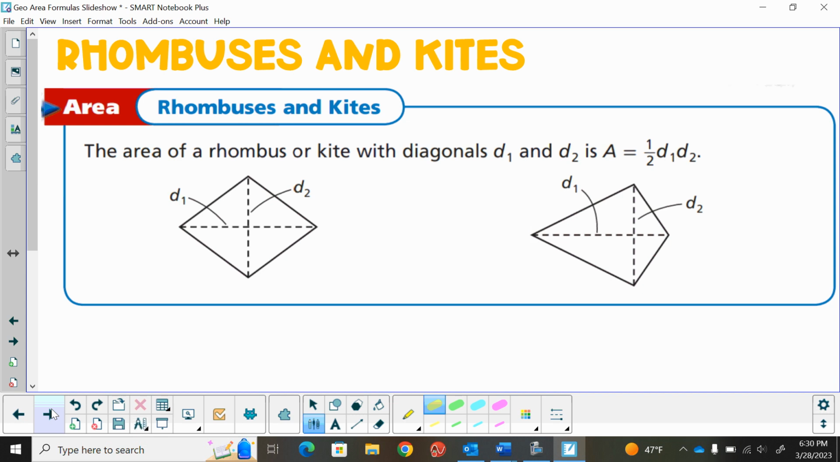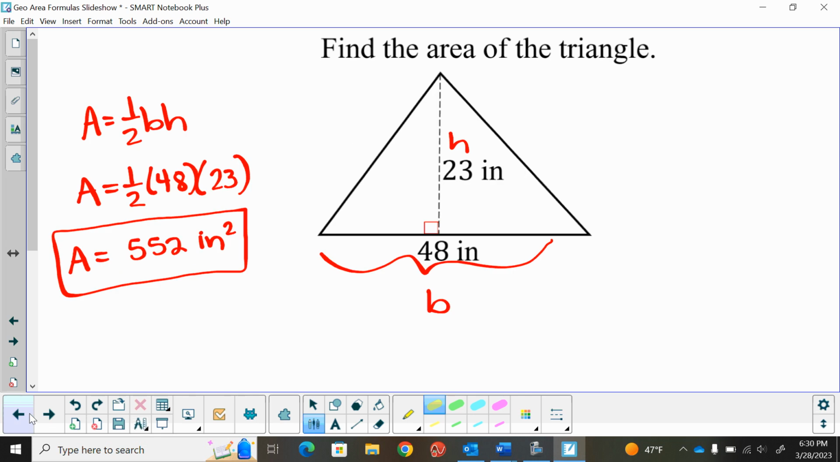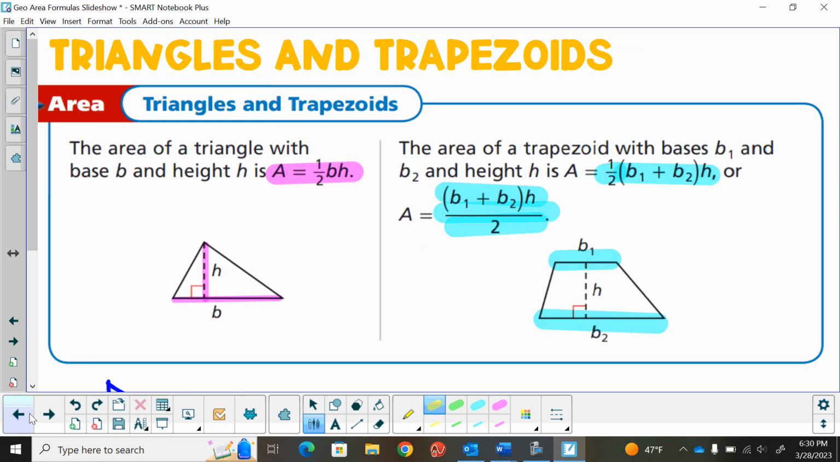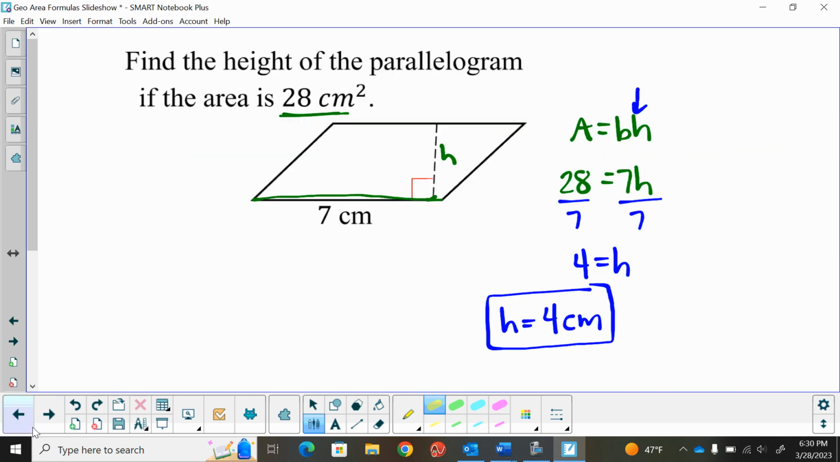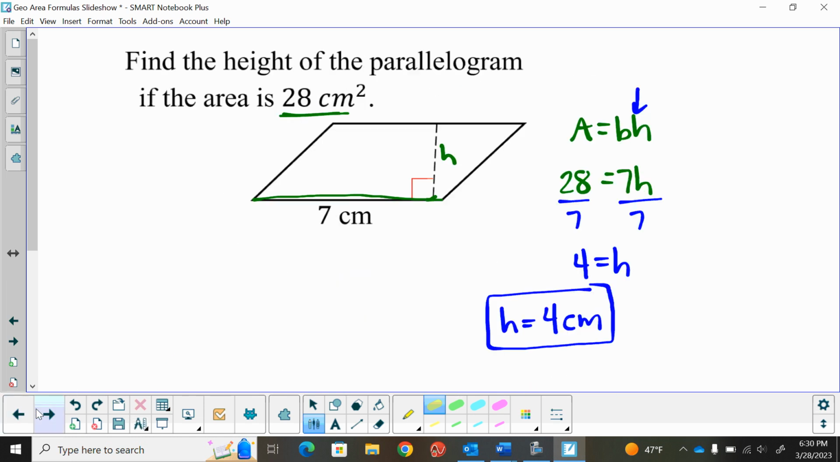All right, and that's it for this video. So in class, we will talk about rhombuses and kites and circles and composite figures. So for right now, the idea is just to start becoming familiar with these formulas. And I will also add that you're going to get a formula sheet whenever you are quizzed on this, so don't feel like you have to memorize these formulas. You just have to know how to apply them like we did in all of these examples.